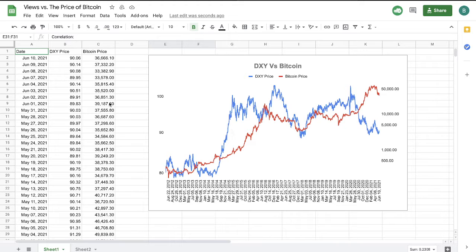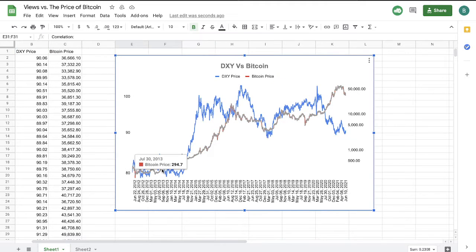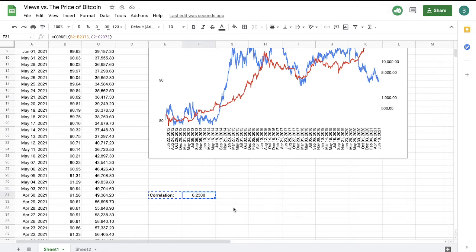So what I've done is I've taken the price of the Dixie and Bitcoin for the past 10 or so years, like 9 years, back to June of 2012, and I mapped them together. The price in red is Bitcoin, the price in blue is the Dixie, and I tried to find some correlation. Now you can see here in the figure, correlation 0.2308.